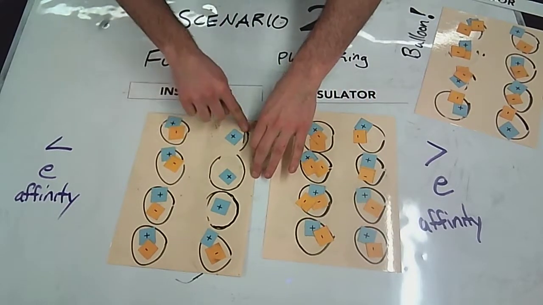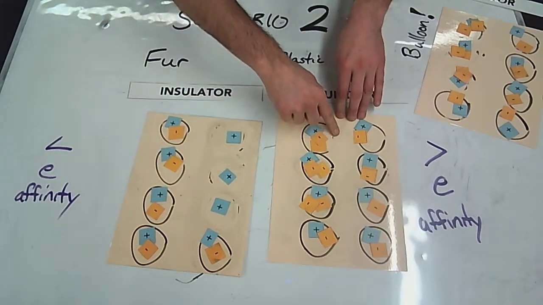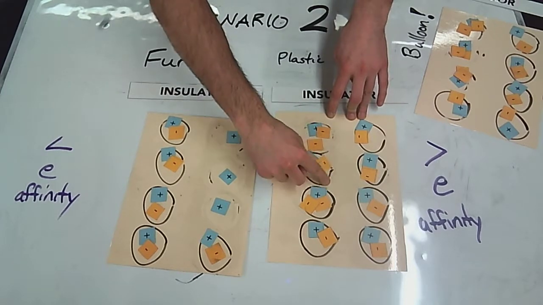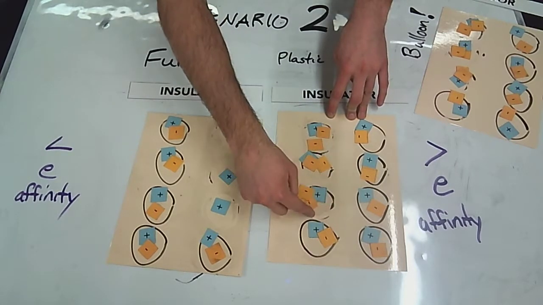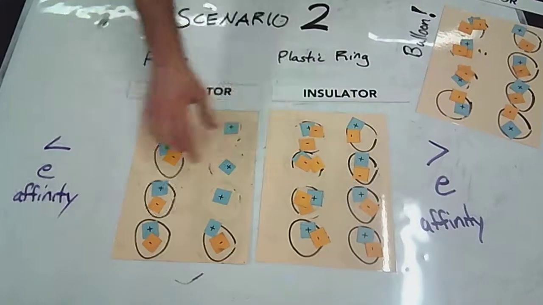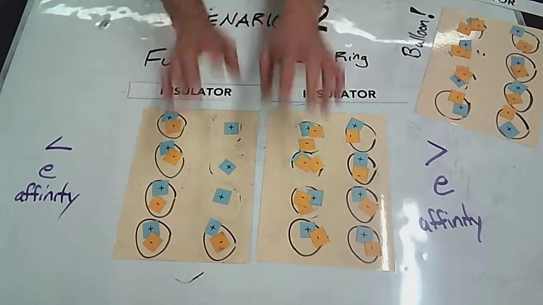All right, get rid of these neutral circles. So my fur becomes positive, and my plastic ring becomes negative. Remember, since these are both insulators, the charge stays where it is. So the electrons that jumped over, those stay clumped up here. The electrons that left, there's no other electrons in the rest of the material that kind of jump over or anything, so that charge is localized.